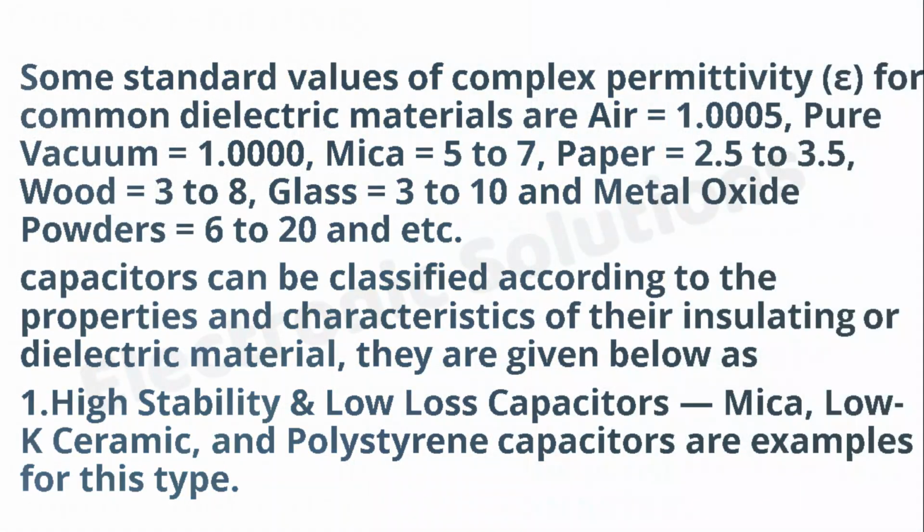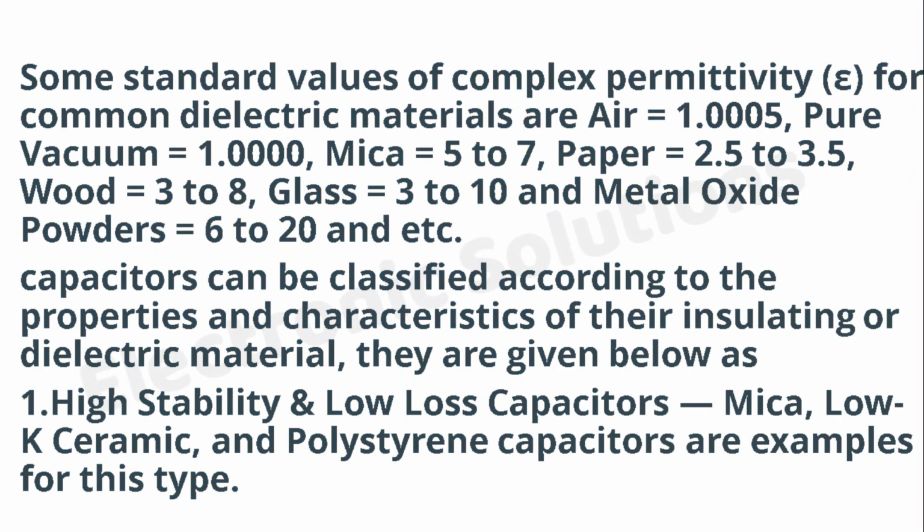Some standard values of complex permittivity, epsilon, for common dielectric materials are: air equals 1.0005, pure vacuum equals 1.0000, mica equals 5 to 7, paper equals 2.5 to 3.5, wood equals 3 to 8, glass equals 3 to 10, and metal oxide powders equals 6 to 20, and so on.